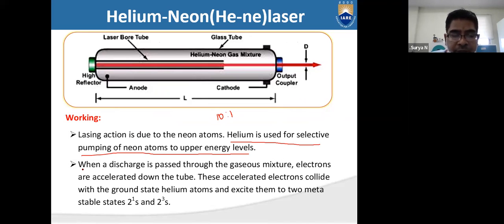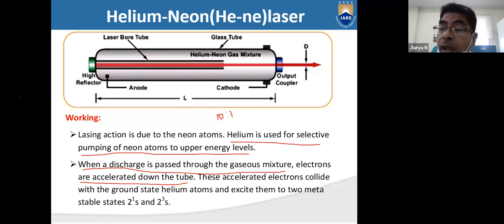When a discharge is passed through the gaseous mixture, because we have an anode here and a cathode here, when current is passed, electrons are accelerated down the tube. These accelerated electrons collide with the ground state helium atoms and excite them to two metastable states.